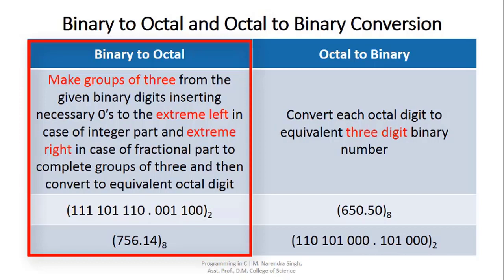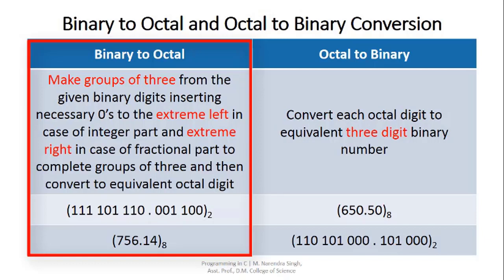Its decimal equivalent as well as octal equivalent will be 0 plus 0 plus 1, that is 1. The last group of 3 binary digits is 100. Its decimal equivalent is 4 plus 0 plus 0, that is 4, and so will be its octal equivalent. So the equivalent octal number of the given binary number is 756.14.